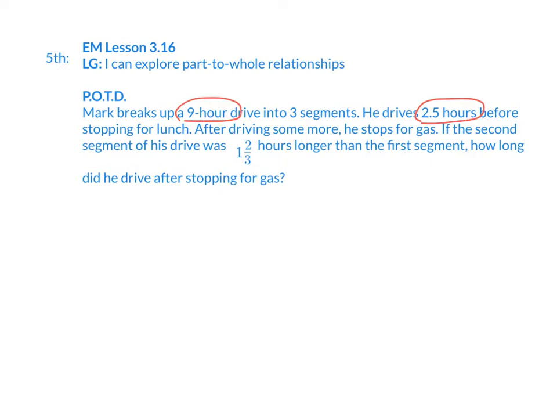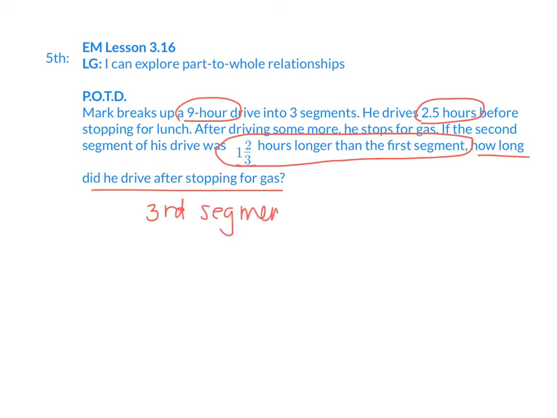6.5 hours. Good. So then he drives some more and he stops for gas. Boom. There's the second segment. How long was the second segment? We don't know how long, right? But we know that it was 1 2/3 hours longer than the first segment. Okay? And then the question is asking, how long did he drive after stopping for gas? Is that the second segment or the third segment? Third segment. So another way to write down what the question's asking is how long was the third segment. Right? Don't get confused.